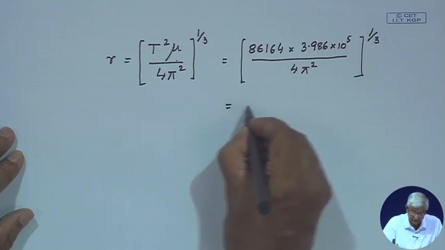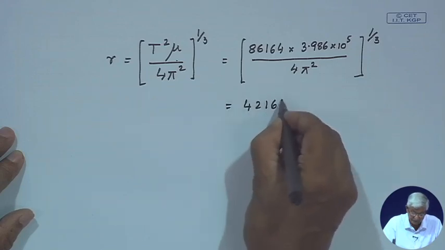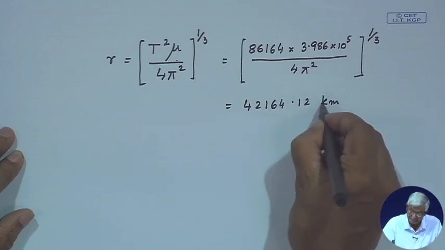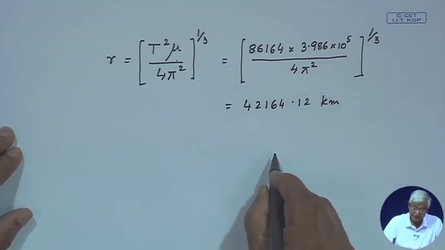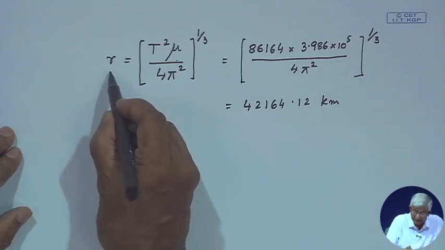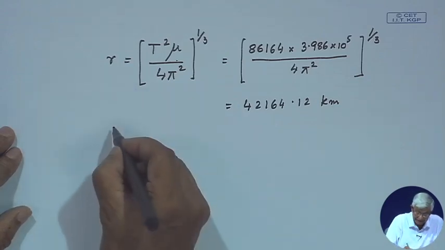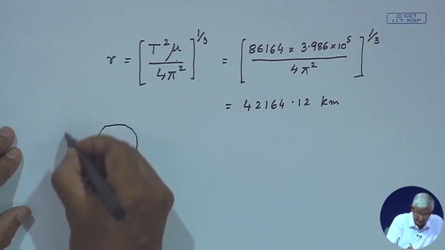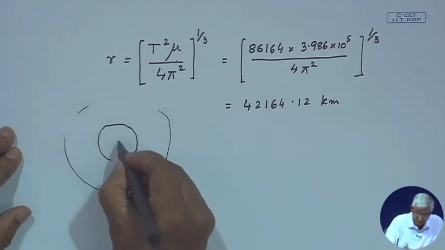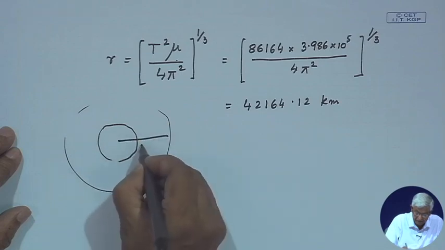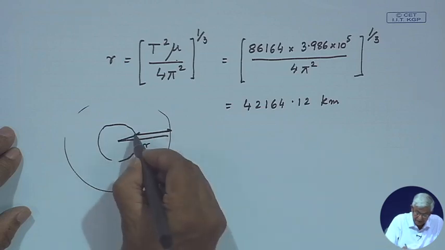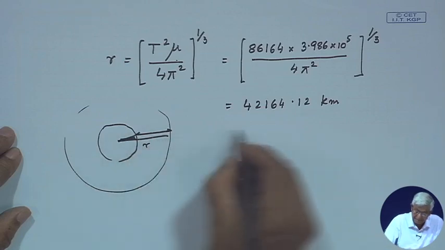So, you will get a number 42164 point something kilometer, let us say, depending on your calculator. But this is r, and the question was height. So, height means this is Earth and this is the orbit; what you got is this distance r. So, height will be this distance minus the radius of the Earth.